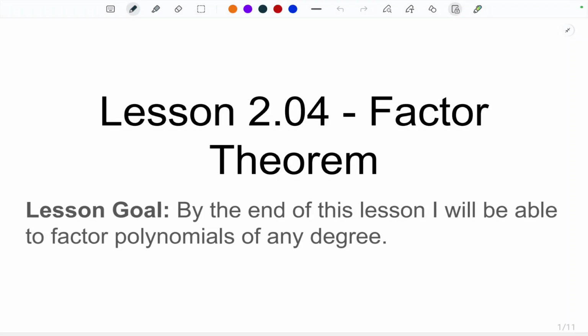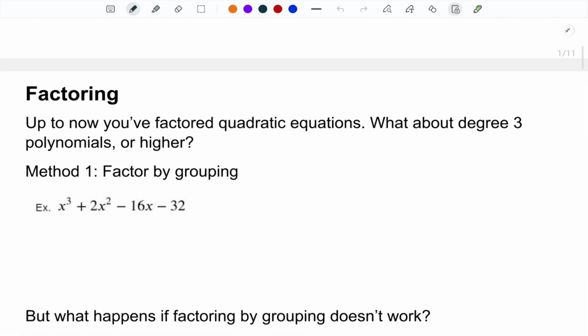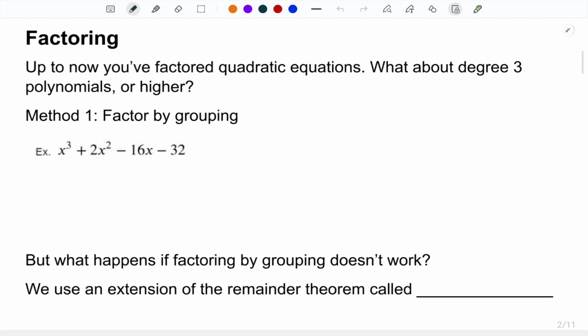All right, in this lesson, we will be looking at the factor theorem. So we're going to be looking at how you can make use of the remainder theorem to actually be able to factor any kind of polynomial. Okay, so let's just go over some techniques before we get to the factor theorem.